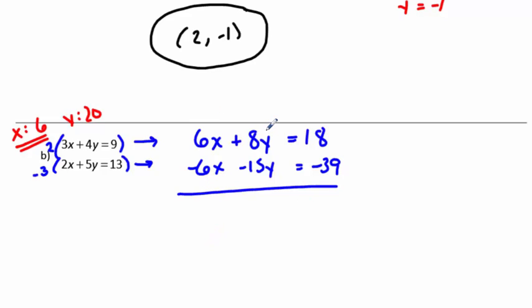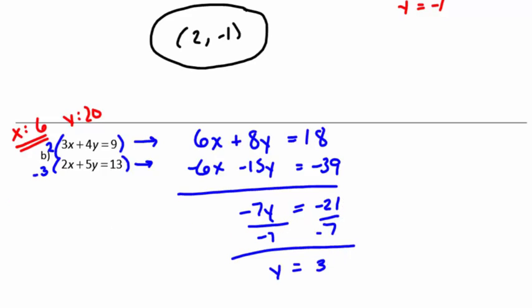6 plus negative 6 is 0. 8 plus negative 15y is negative 17y. 18 plus negative 39 is negative 21. Divide by negative 7, we get y equals 3.